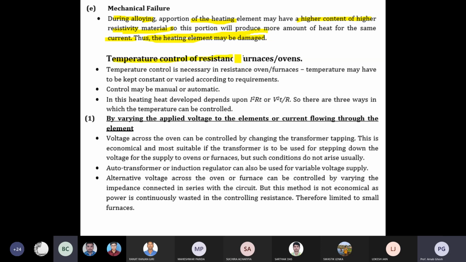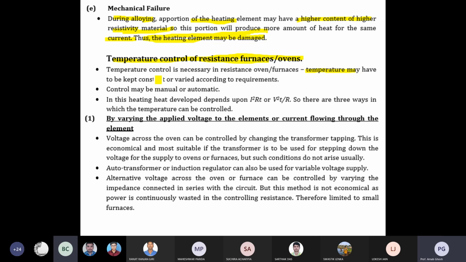Now, temperature control of the resistive furnace and oven. That's very important, which is why temperature controls are there. Automatically you can vary the temperature. That will be the benefit of temperature control. Why is it necessary? When the temperature reaches above the threshold, automatically the oven should be off. If it reaches the lower threshold, automatically the oven should be on. The temperature control is necessary in resistance ovens or furnaces.